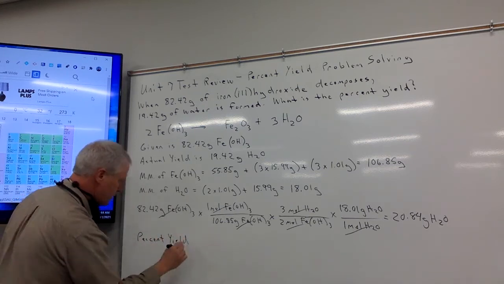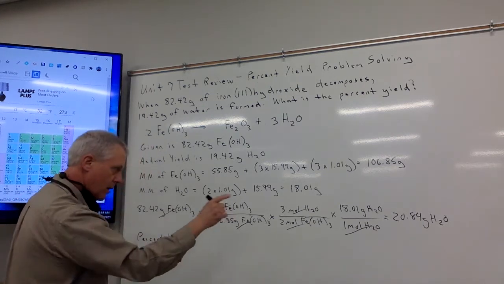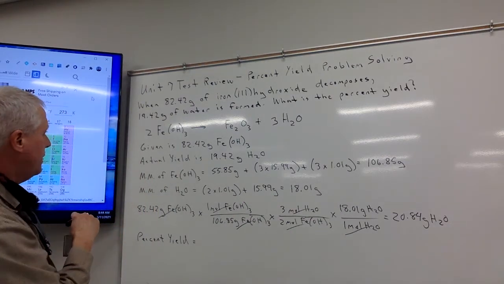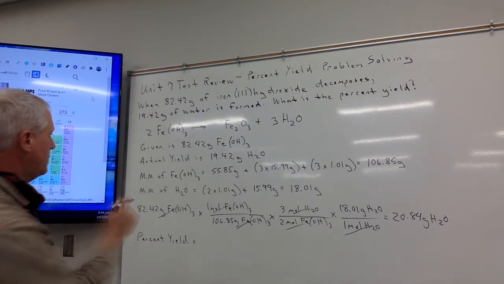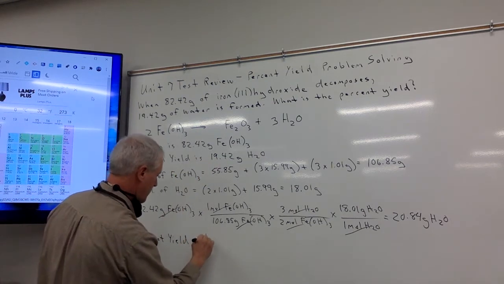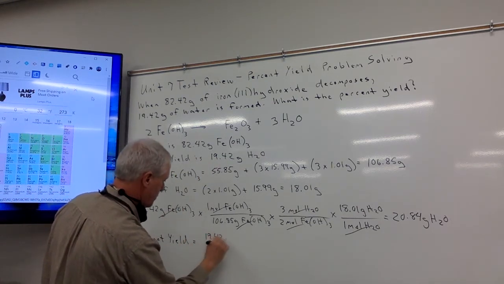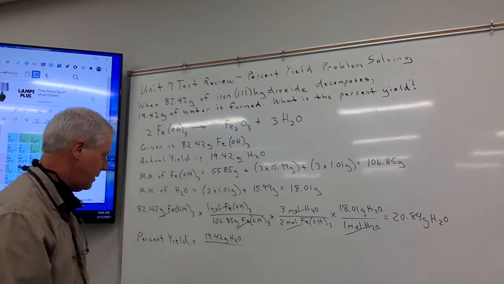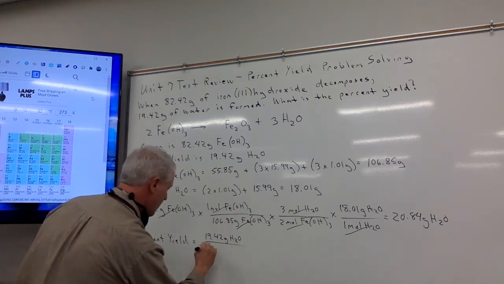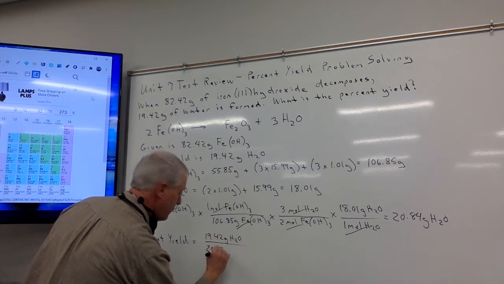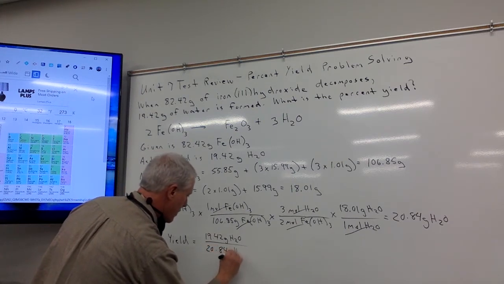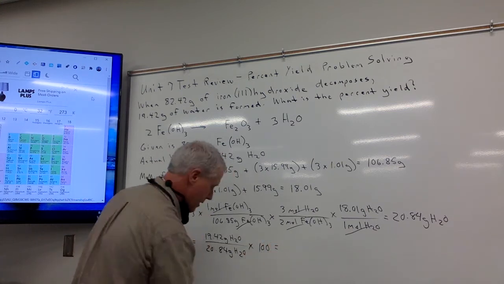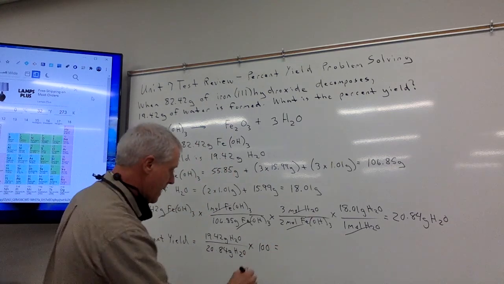Now to do our percent yield, what we want to do is compare our amount, that is the theoretical yield, with the actual yield. So we start with the actual yield. 19.42 grams of water is what the problem said was actually the yield, and then divided by 20.84 grams of water, get a percentage, take it times 100, and the percent turns out to be 93%.